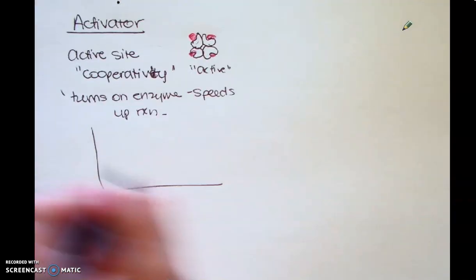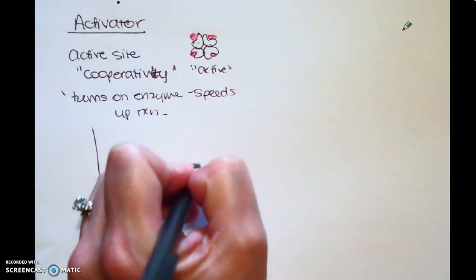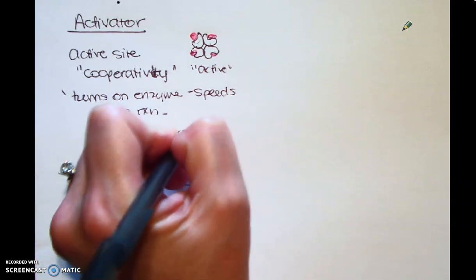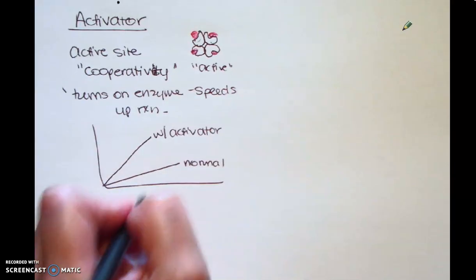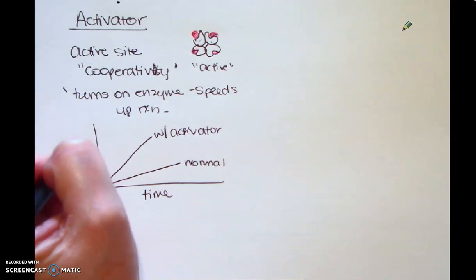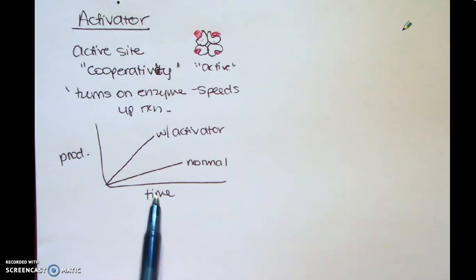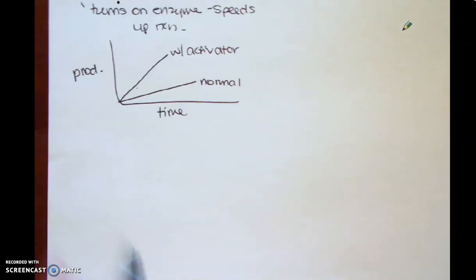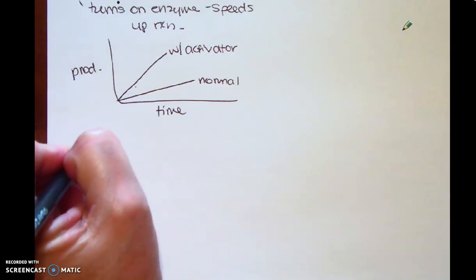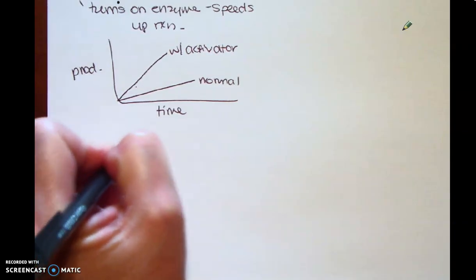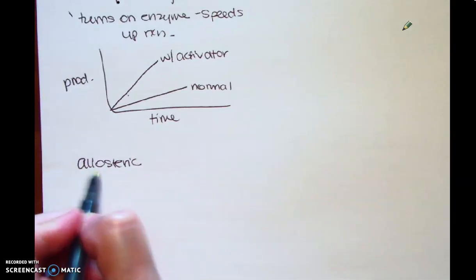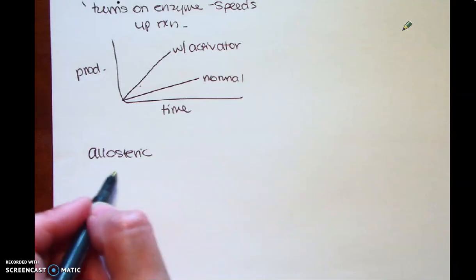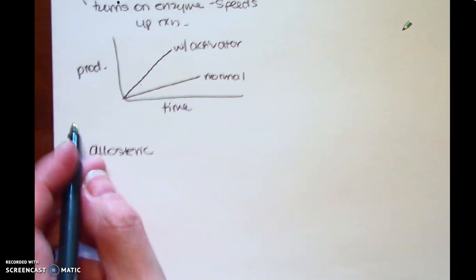If you saw this in a graph, what you would probably see is a normal enzyme and then with an activator. So this is time, this is product formed. Basically you're going to see more product formed faster with the activator. The other place it can bind is an other site, and we call that allosteric. Allo means different, stare means conformation or location, shape. So a different place or a different location.